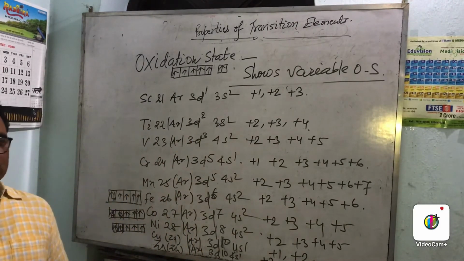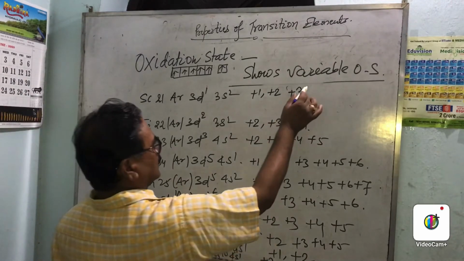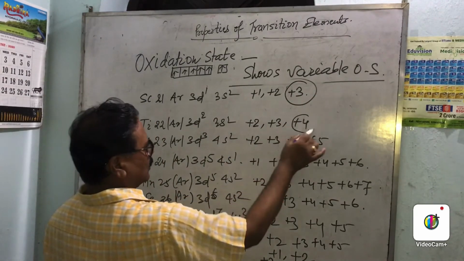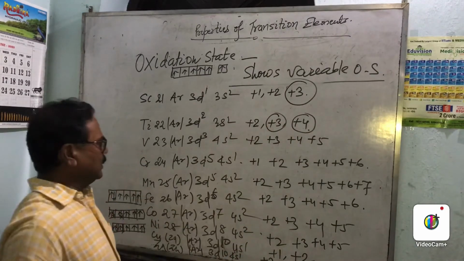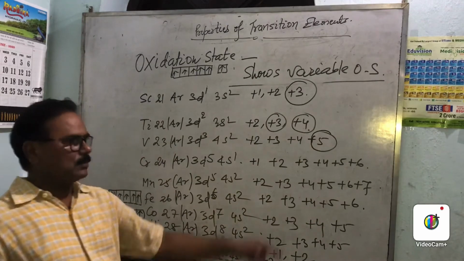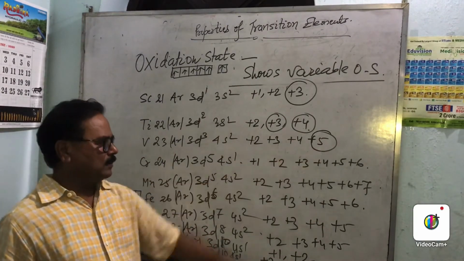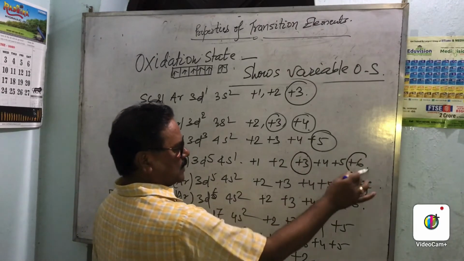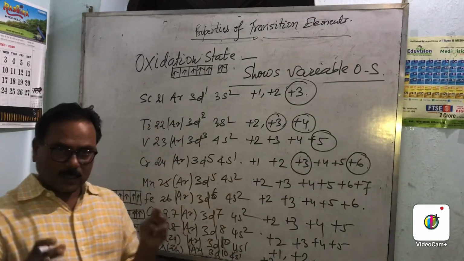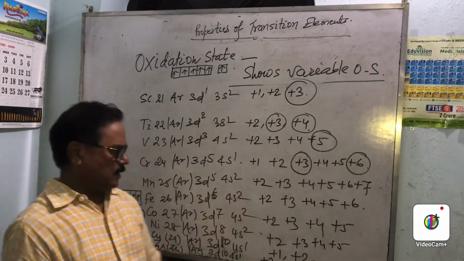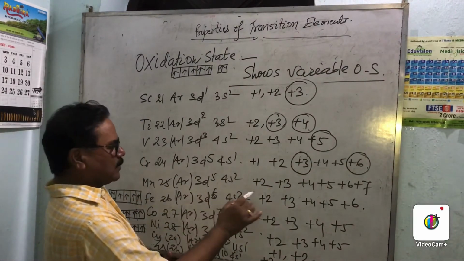But the common oxidation state for scandium is +3, and for titanium that is +4, although titanium also shows +3. For vanadium, the common oxidation state, represented by that circle, is +5. And for chromium the oxidation states are +3 and +6. These are possible, but the compounds form in the +3 and +6 oxidation states. Then iron, and that is manganese.